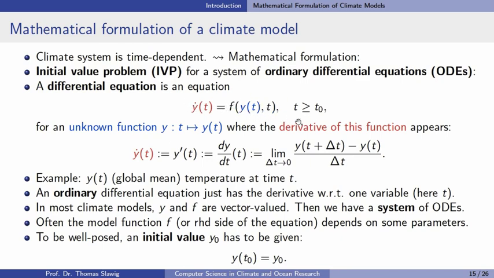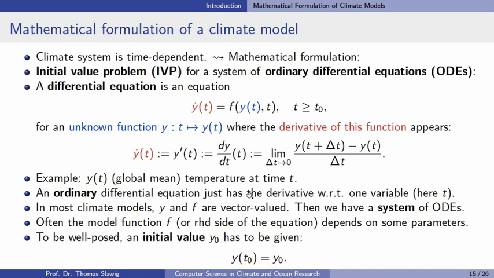This equation is valid for the time t bigger than some initial time, which can be zero. You can always think of it as zero. So we have an equation that we usually cannot solve directly, because we have the derivative inside and the function itself. And it can be the global mean temperature.